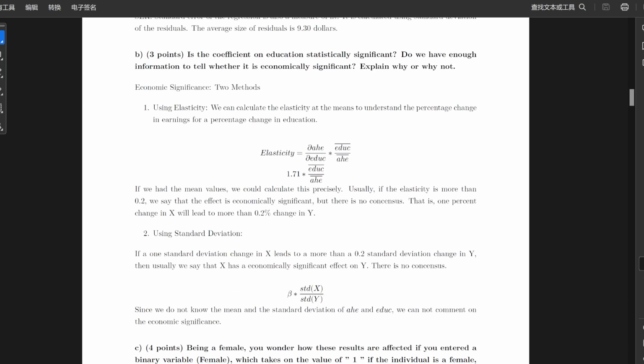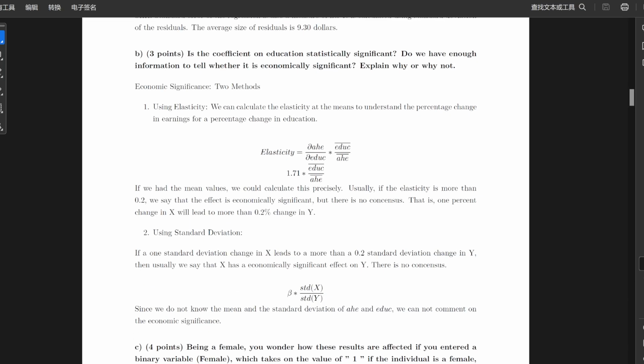The second method is to use standard deviation. If one standard deviation change in x leads to more than usually 0.2 standard deviations change in y, then we say this x is economically significant. But there is no consensus on this, whether it should be 0.2 or 0.3 or 0.5, whatever. But we don't have this standard deviation. So in your answer, you should say we don't have the mean or the standard deviation, so we cannot calculate economic significance. This has nothing to do with statistical significance.